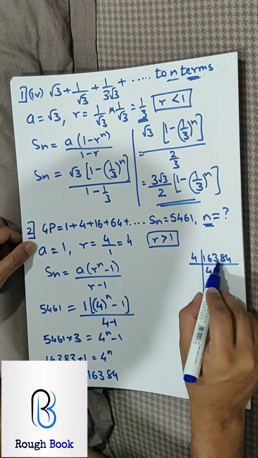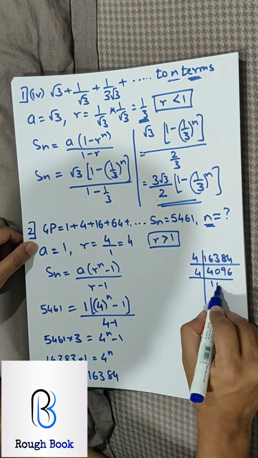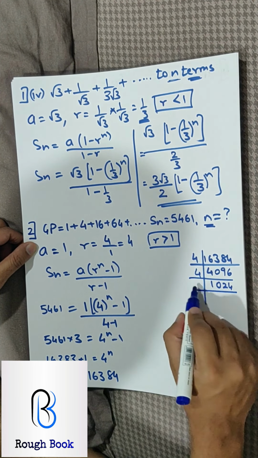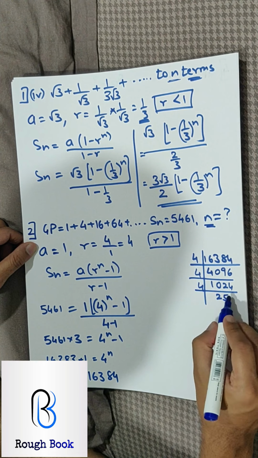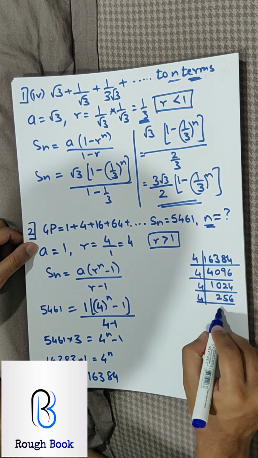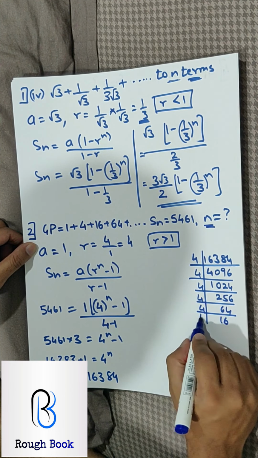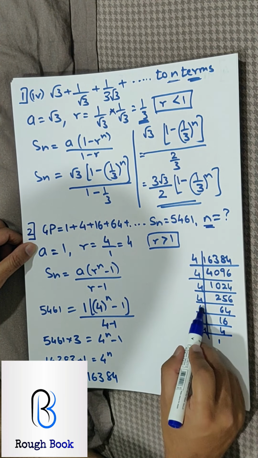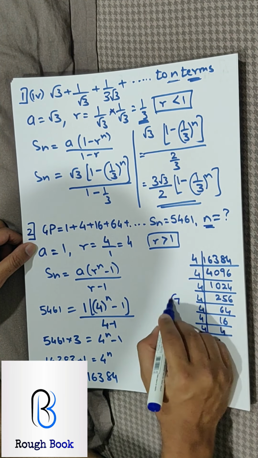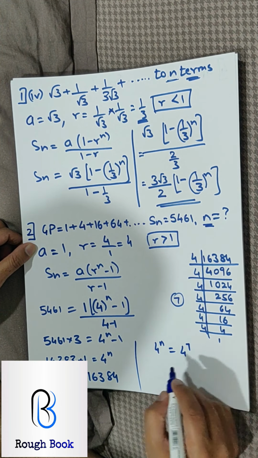0 times 4 is 0, 9 times 4 is 36, 24, 6. Again 4 1 0 2 4. 4 2s are 8, 56. 4 6s are 4s. 4 16, 4 4 and 4 1. So 1 2 3 4 5 6 7. 7 times I get. So therefore I will say 4 raised to n, 4 raised to 7.